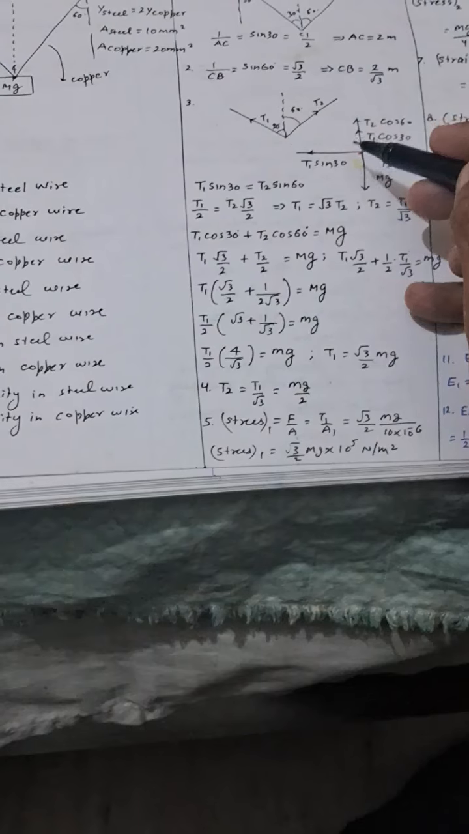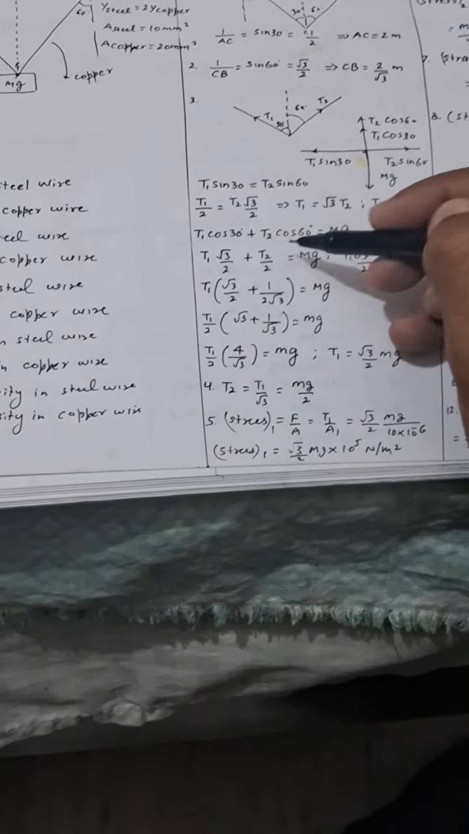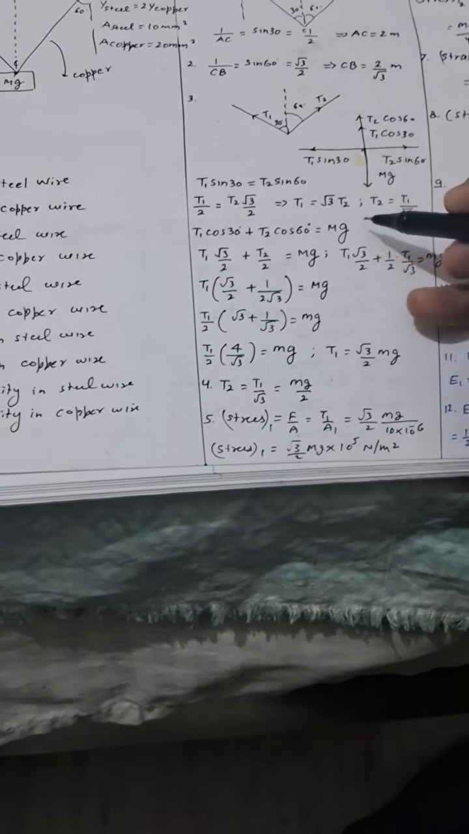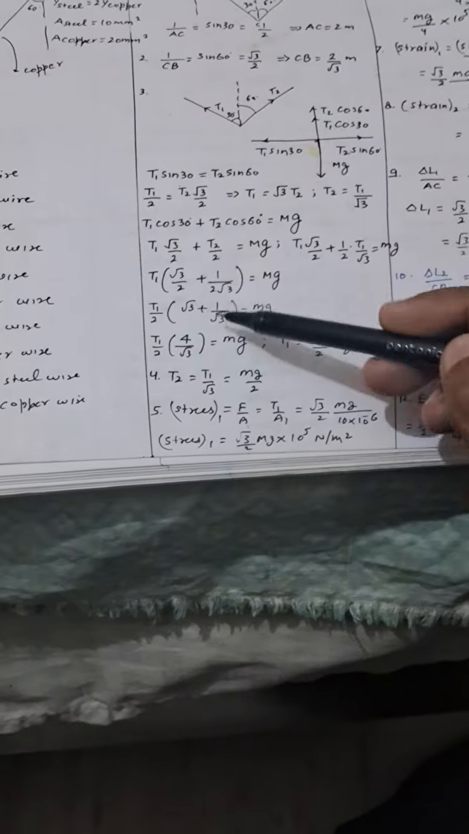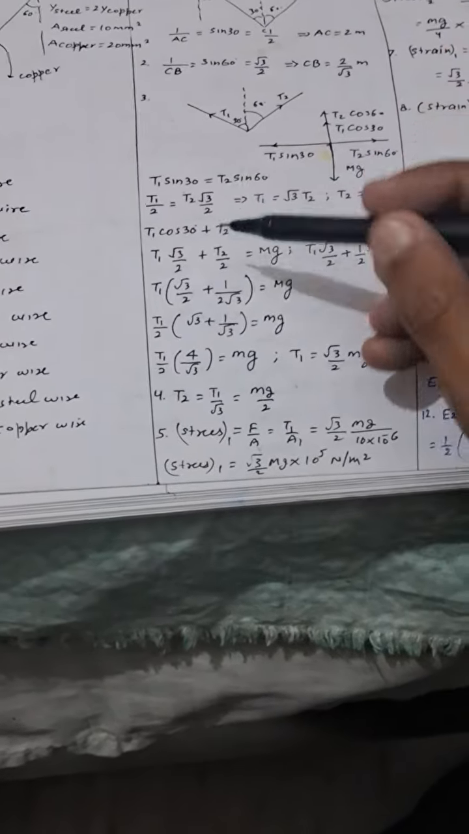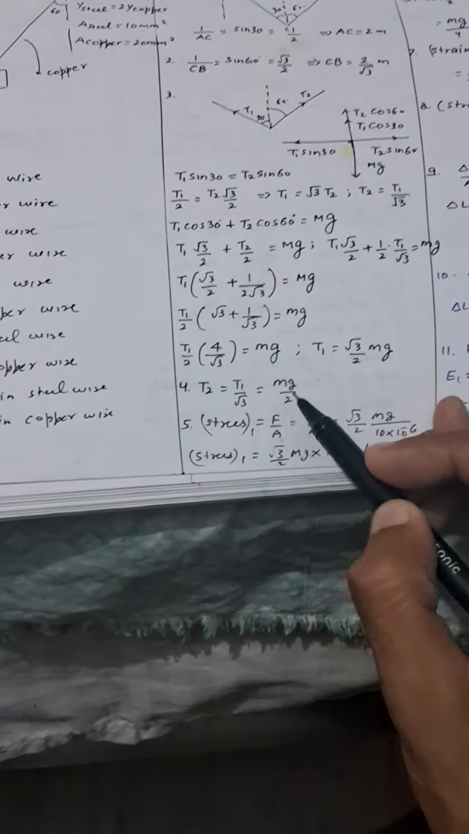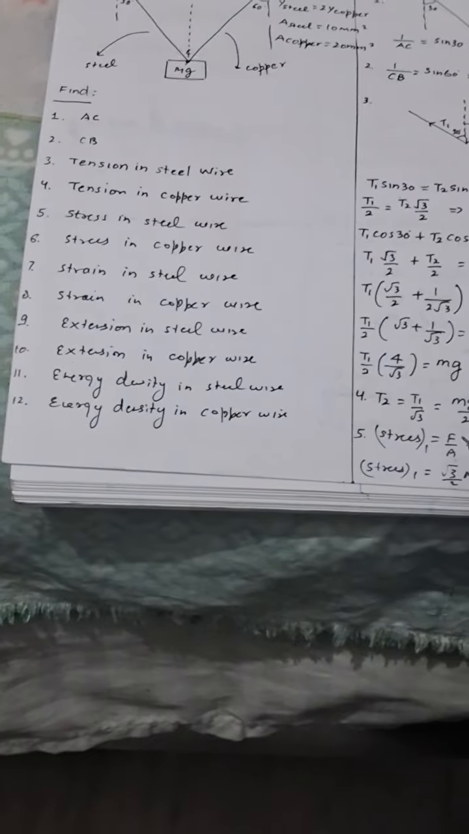Next, applying the condition of equilibrium in vertical direction, net force on this is 0. So net upward force is equal to the downward force. After the calculations, we get T1 as root 3 by 2 into mg. Then T2, which is T1 by root 3, is mg by 2.